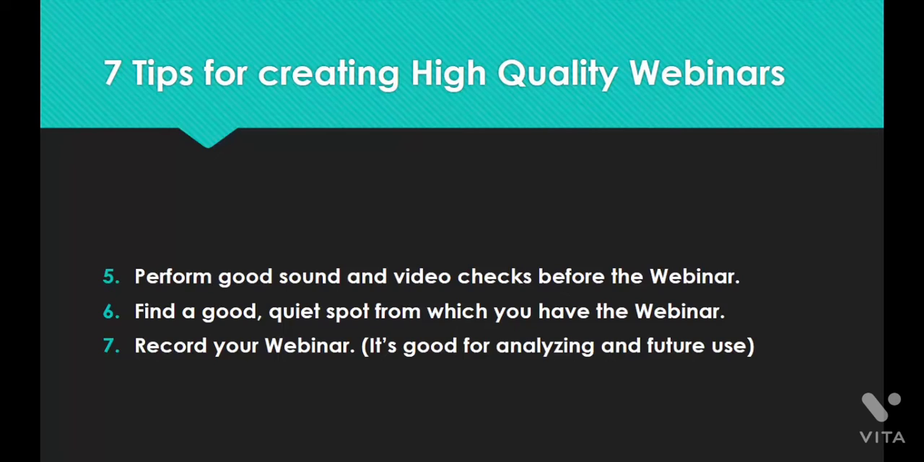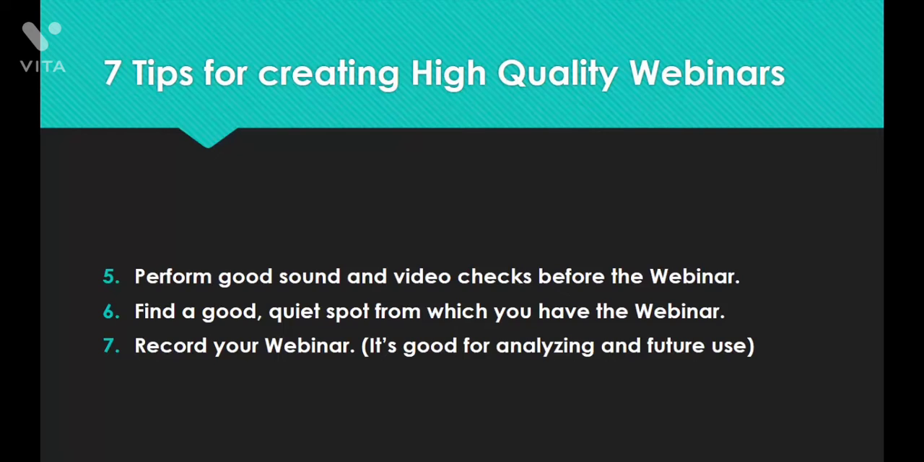Okay, the sixth tip would be to find a good quiet spot from which you hold the webinar. For example, a very good room where you can talk, where nobody will disturb you. That would be a very good idea. Somewhere where the sound doesn't have echo or things like that. But the most important thing is for other people not to interrupt or disturb you, or someone to pass behind your back and their phone to start ringing. Things like that. So you need to find a good quiet spot.